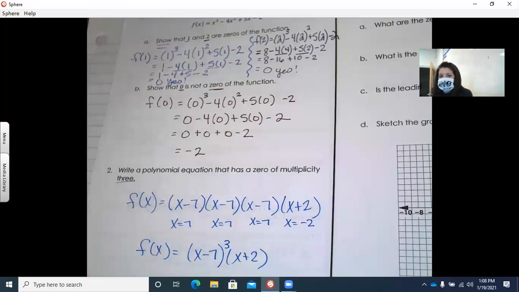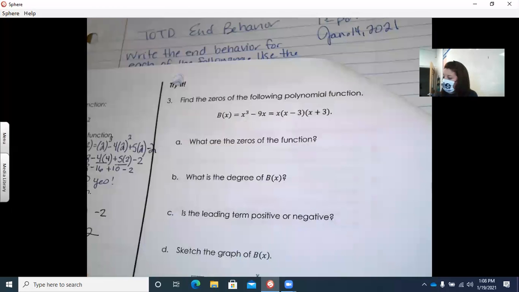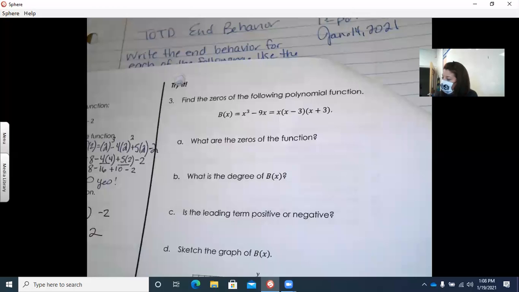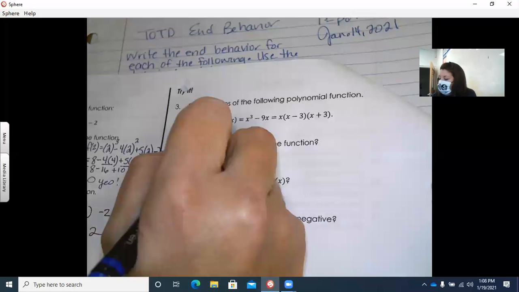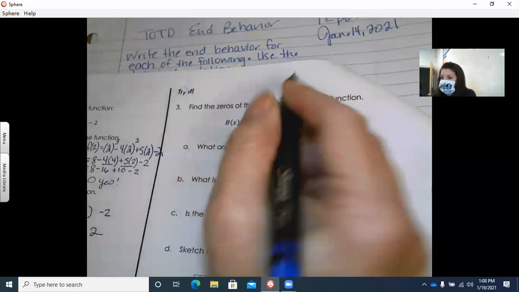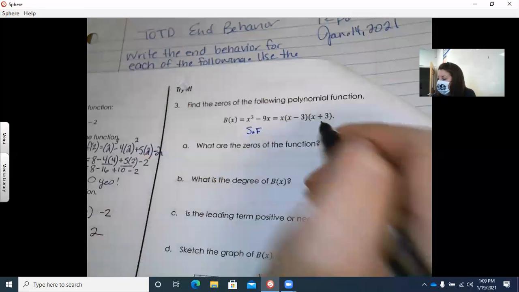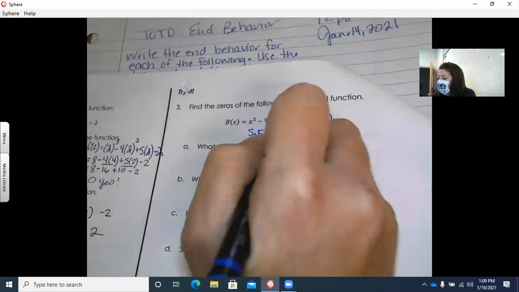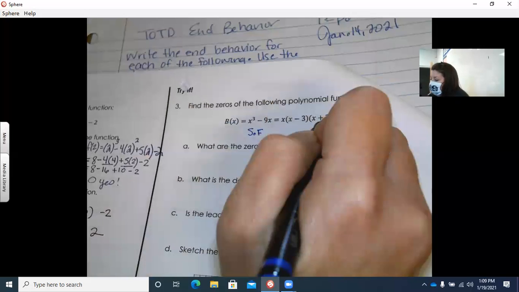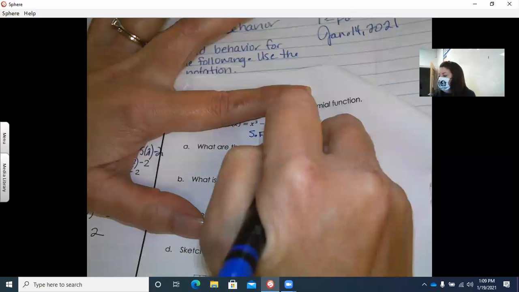Go try it. Find the zeros of the following polynomial function. Okay, the way this is written looks weird. Just let me explain it. They're saying function b is x cubed minus 9x. That's just the standard form of the function, okay? And then they said that's equal to x times the quantity of x minus 3 times the quantity of x plus 3. Then they gave us the factored form.